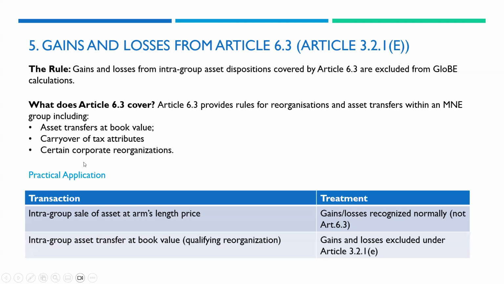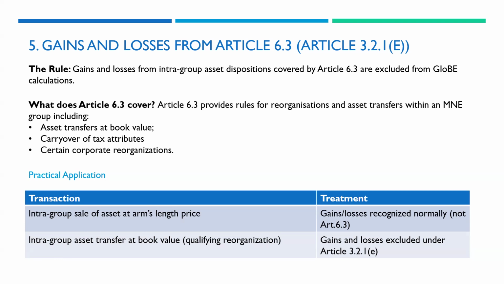So practically, just to understand, if there is an intra-group sale of asset at arm's length price, say if the book value of the asset is 5, but I am selling it at the arm's length price of 20, then let that be there. Okay, gains and losses recognized normally, which is not an Article 6.3 exclusion. But intra-group asset transfers at book value is a qualifying reorganization, and gains under that is excluded. Now, fundamental question you could have is, if I transfer something at book value, why would there be a gain in P&L? You will understand that once we go to 6.3.